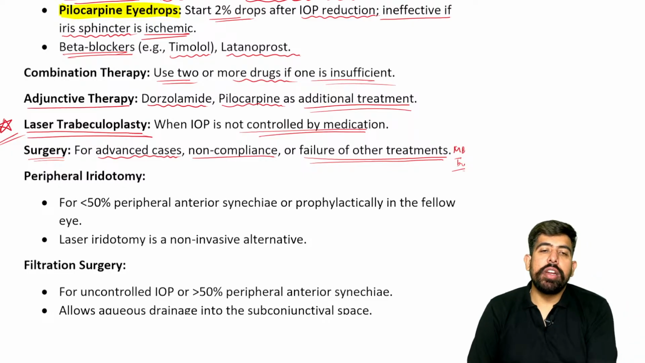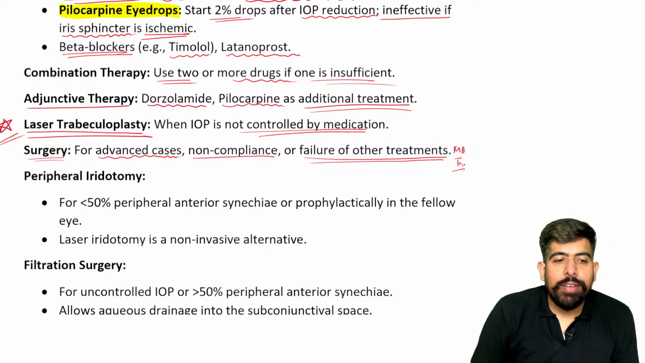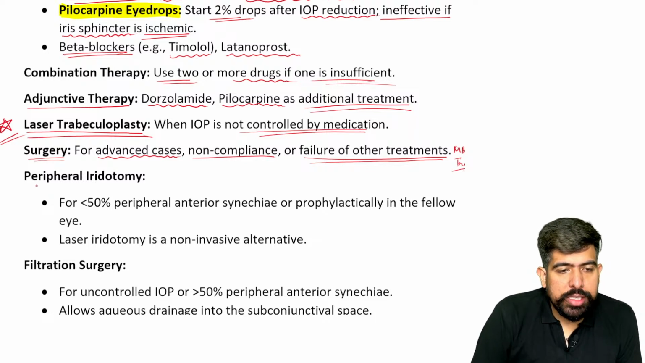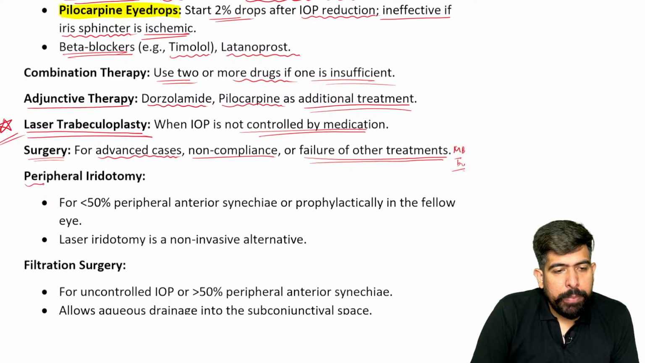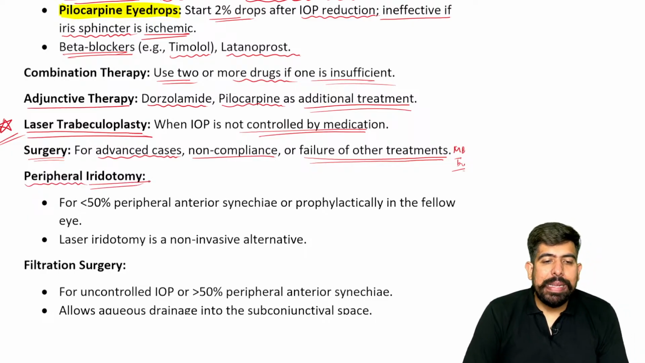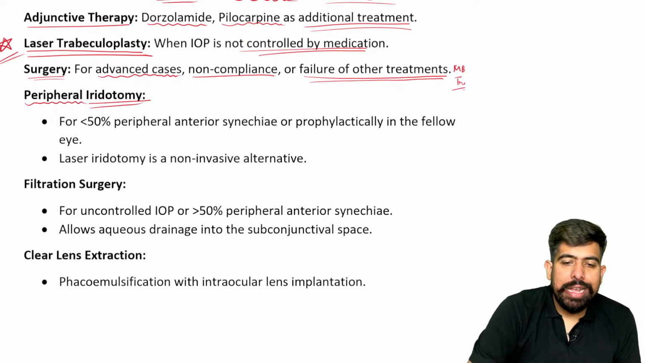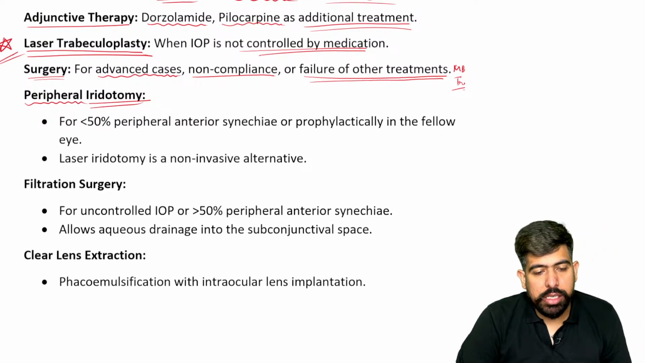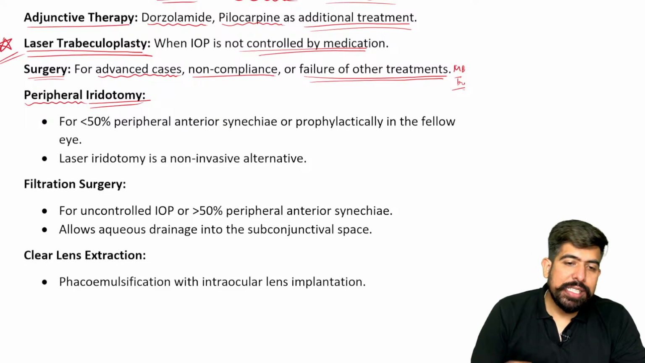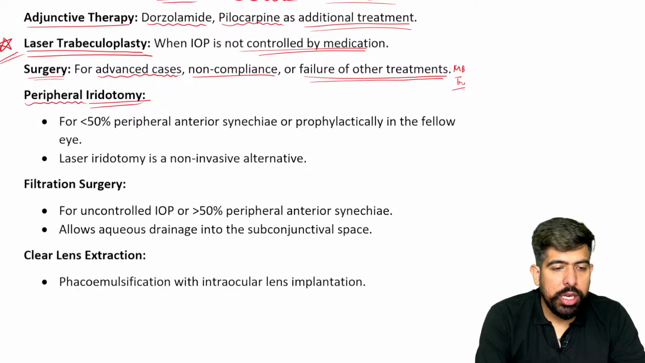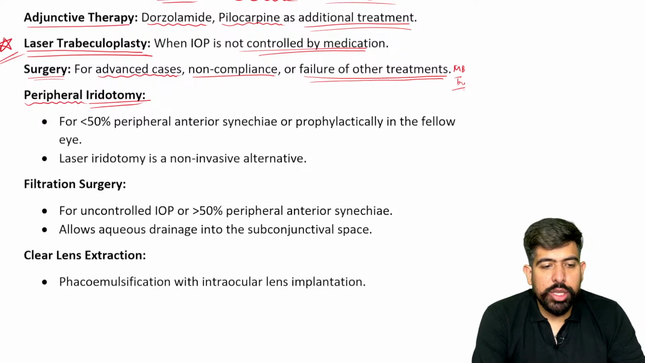Okay, if the failure of medical treatment is seen, so now we have to do what? Now we have to do the surgical treatment. What is the next? Next we have the peripheral iridotomy. What is this peripheral iridotomy? This is, we can say, a bypass pathway we are creating, bypassing the iris, because the aqueous humor is coming from the posterior chamber to the anterior chamber through the pupil.